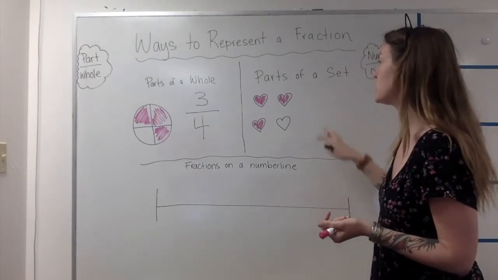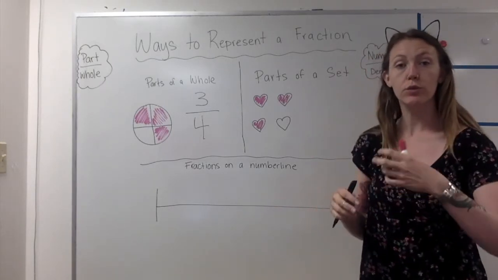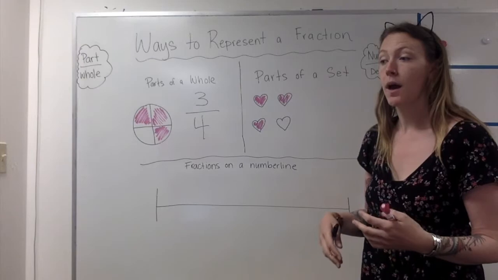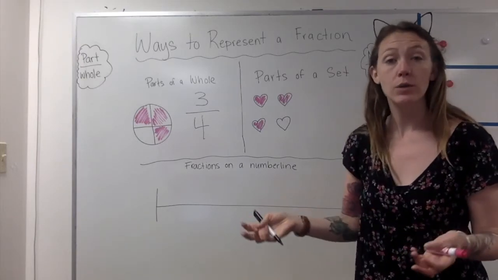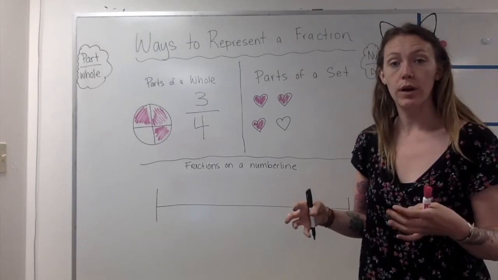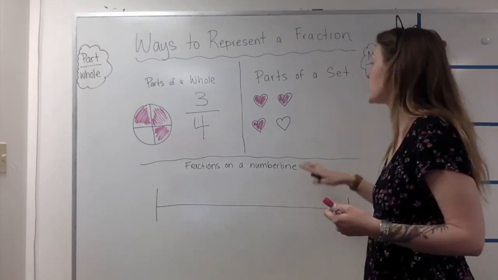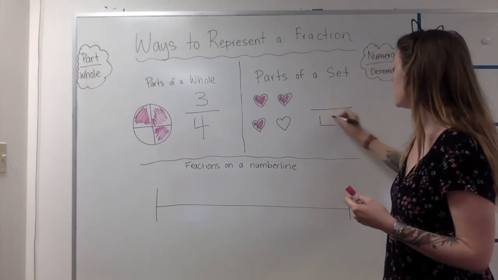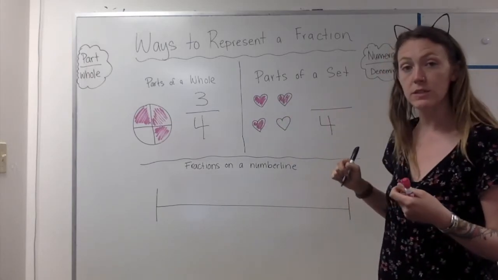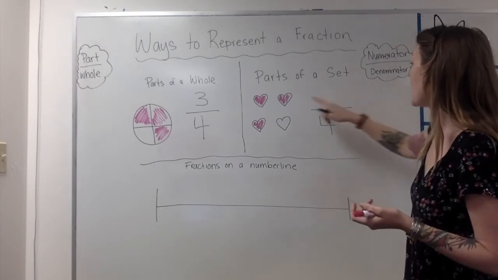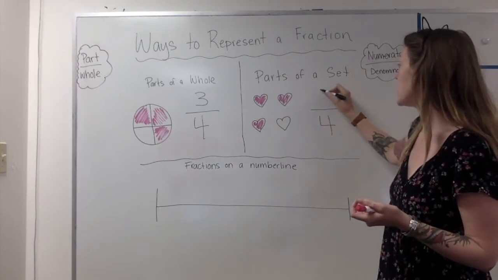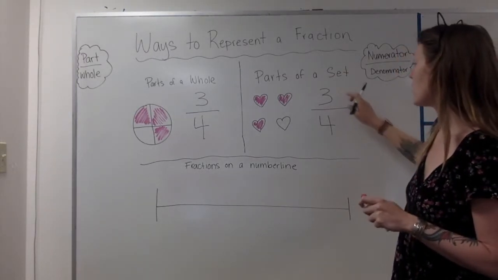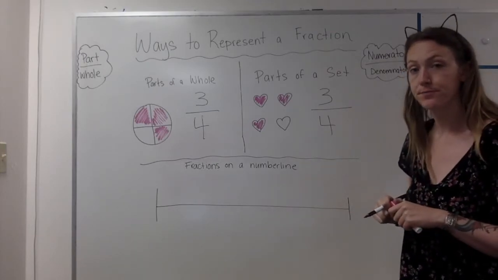Another way to represent a fraction is parts of a set. Now a set is a group of something. So it can be a group of objects, it can be a group of people, it can be the number of rooms in a house. So it's a group or a set. Okay, so here we have a group or a set of 4 parts. So my whole has 4 pieces, I have 4 pieces in total, or as a whole. And I have 3 parts shaded. So I have 3 of 4 parts shaded. So 3 parts of my whole set of 4 are shaded in.